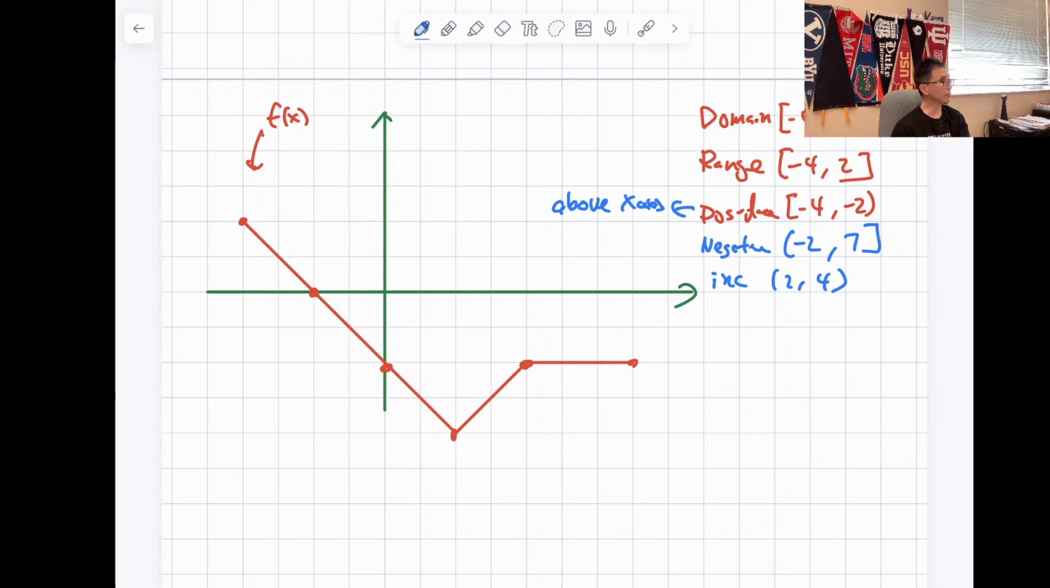Am I doing okay? What is decreasing? What is it? -4 to +2. Is that okay? That's domain, range, positive, negative, increasing, decreasing.